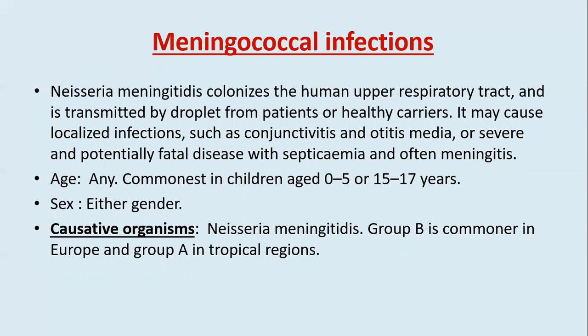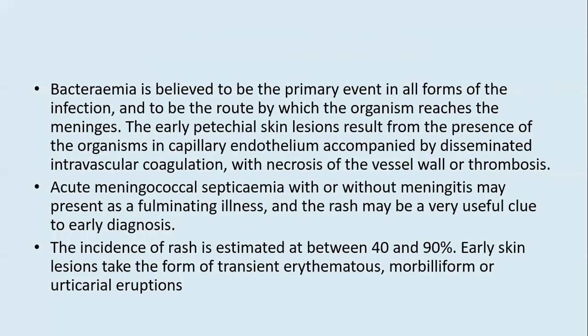Commonest in children aged 0 to 5 and 15 to 17 years, either gender. Neisseria meningitidis group B is the commonest infection, and group A is seen in tropical regions. The bacteremia is believed to be the primary event in all forms of infection and to be the route by which the organism reaches the meninges. Early petechial skin lesions result from the presence of organisms in capillary endothelium, accompanied by disseminated intravascular coagulation with necrosis of blood vessel wall or thrombosis.